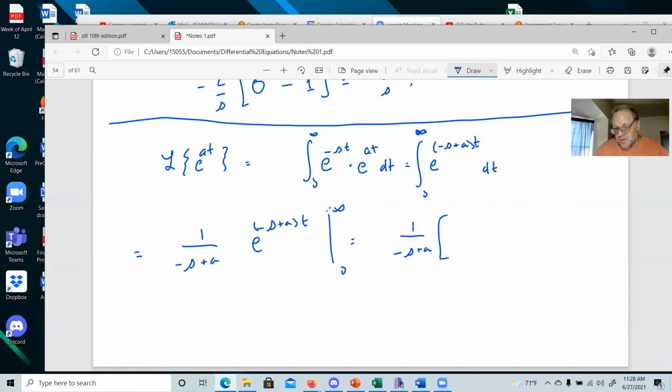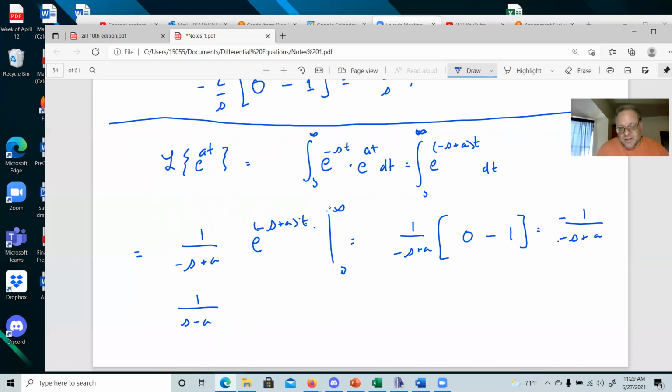As t goes off to infinity, this limit exists. It's going to be 0, minus, if I put a 0 in for t, this is going to be e to the 0, which is going to be 1. I hope you're seeing a pattern here. And this is going to be negative 1 over negative s plus a. So that's going to be 1 over s minus a. Put the negative in here.